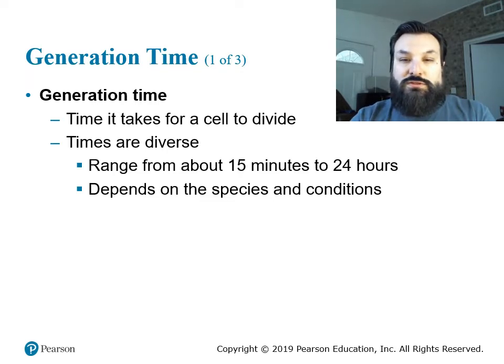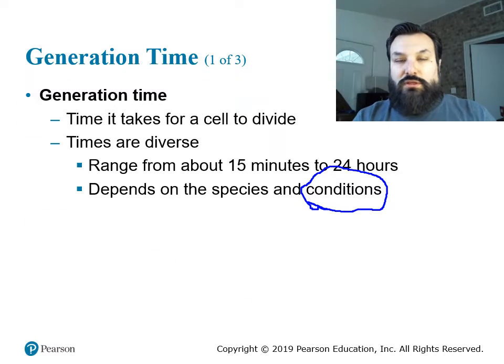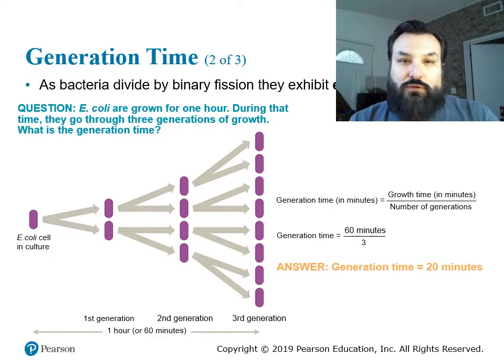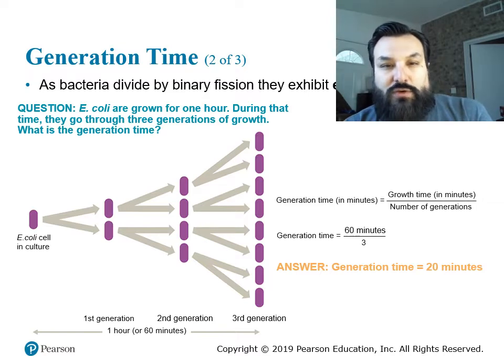And what do I mean by conditions? Environmental conditions. Conditions that are set up to provide the nutrients. Again, you have nutrients or you have the lack of nutrients, that's going to change growth or generation time as well. So that's a factor that plays a role in generation time. Okay, so here's generation time, and a great example of that.